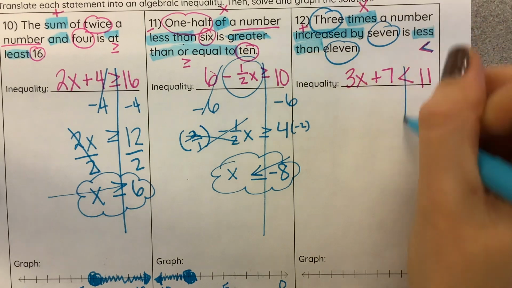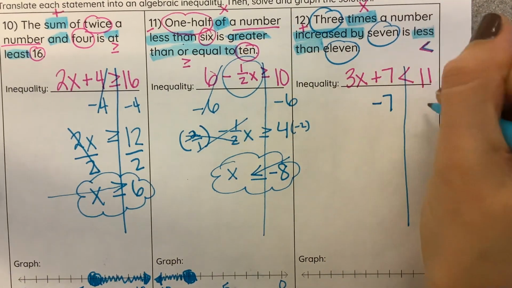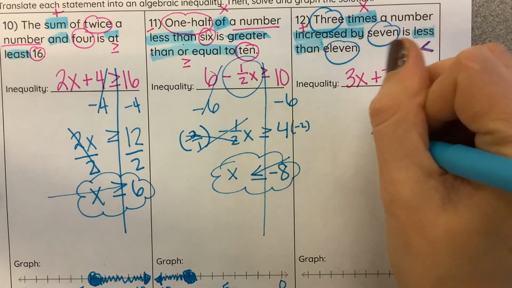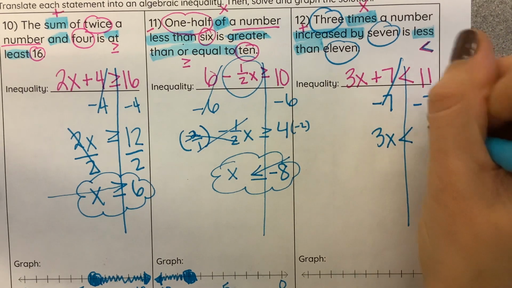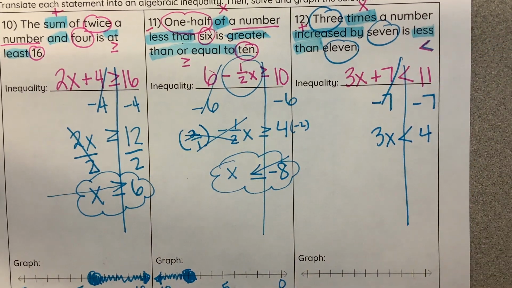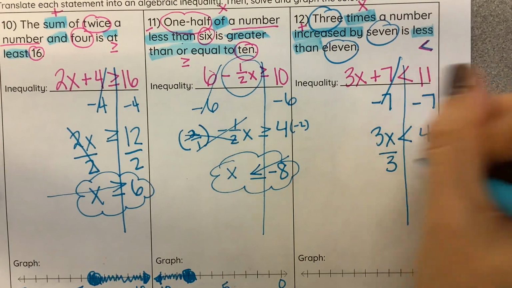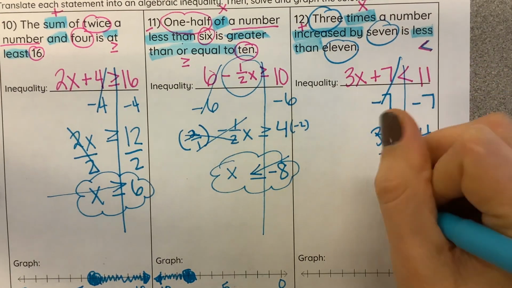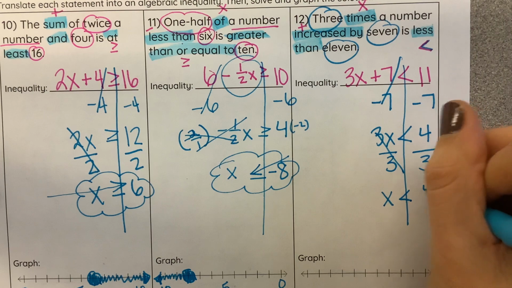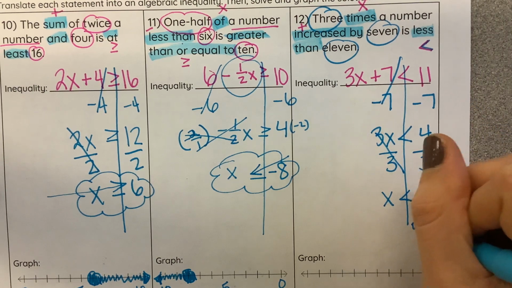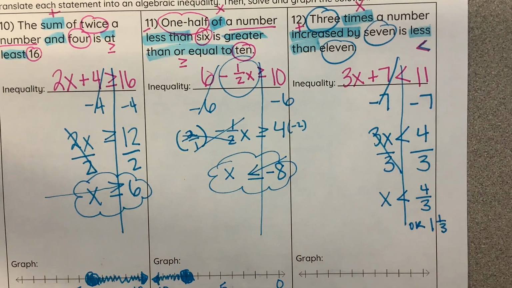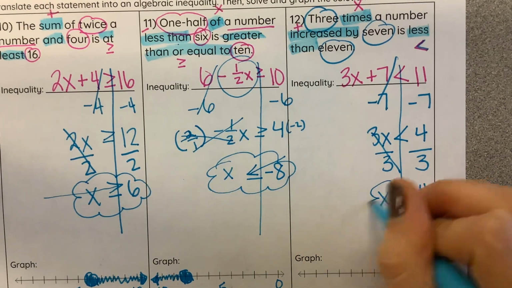Now we can solve. Get rid of our constants. X is being multiplied by 3. The opposite is to divide by 3. It's a positive, so our sign stays the same. And we get a fractional answer. So either 4/3 or 1 2/3.